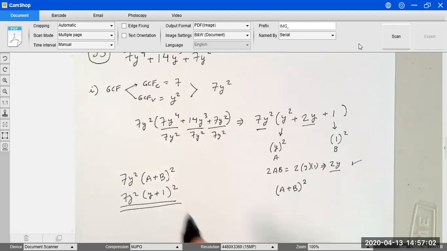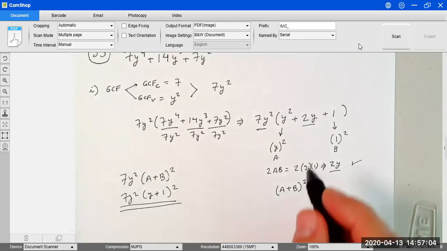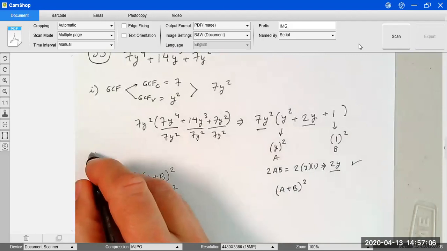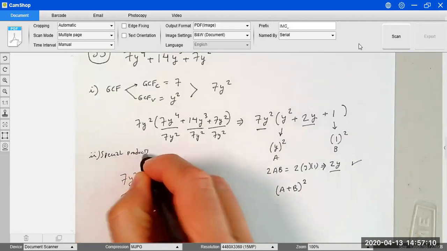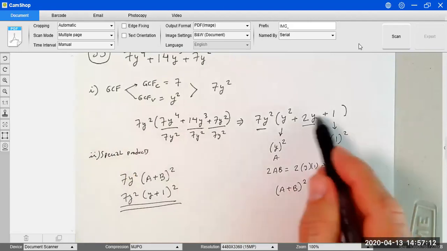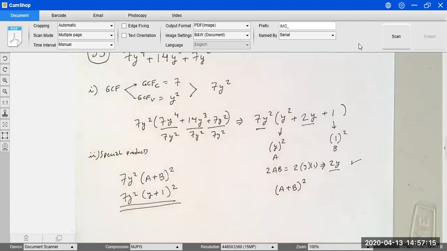So remember, the second part of the process is checking special products. So in this case, I check that this is a perfect square trinomial.